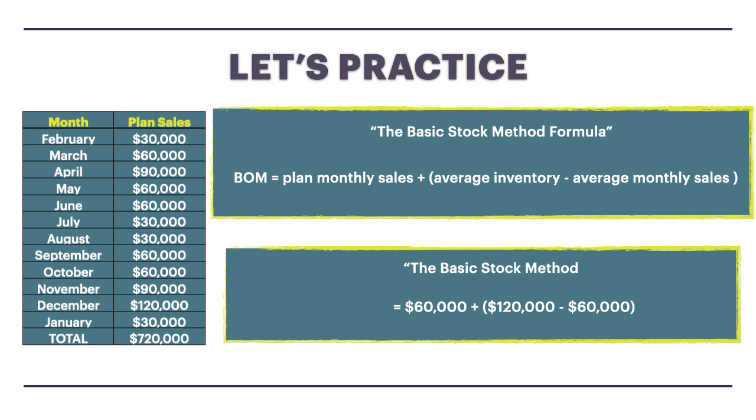Okay, so we just finished calculating BOM for February. Now let's calculate BOM for March. Using that same formula, we're going to work with the data in parentheses first. We're going to take that $120,000, which is our average inventory, and subtract the $60,000, which is our average monthly sales. We're going to take that figure, which is $60,000, and add it to our planned monthly sales of $60,000 for a total of $120,000.